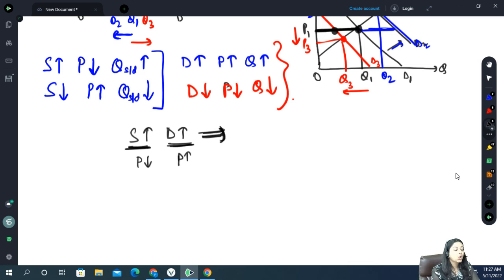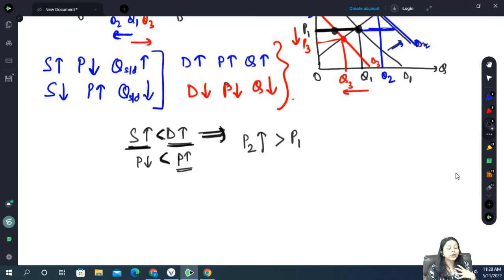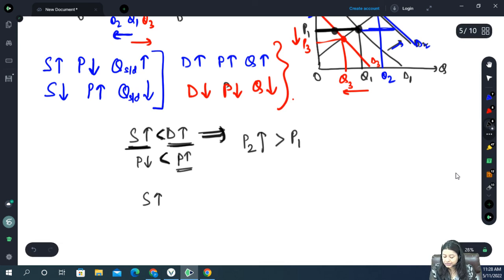Correct. It will depend on how much your demand and supply curves are shifting. If the shift in demand is more than the shift in supply, which means the effect of demand is more than the effect of supply, in such a case this effect will be more, and finally, your P2 will increase. P2 will be more than your P1. Clear? This will depend on the extent to which both the curves are shifting. If the extent of demand is more, then obviously your price will increase. Clear?